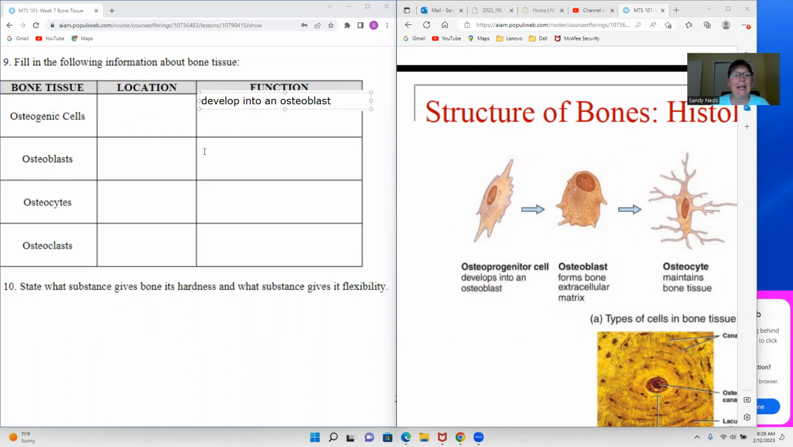And an osteoblast is an immature bone cell. So I call it a baby bone cell. Kind of makes sense, immature. Osteoblast, B for baby. An osteocyte is a mature bone cell.